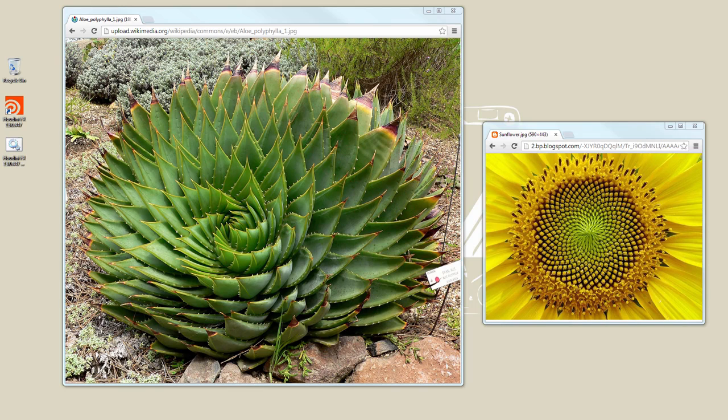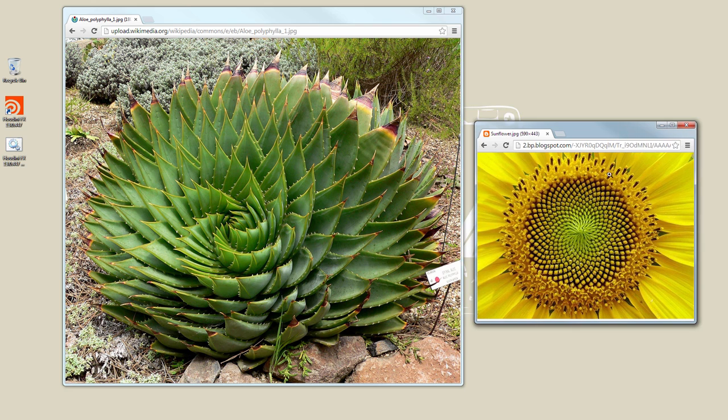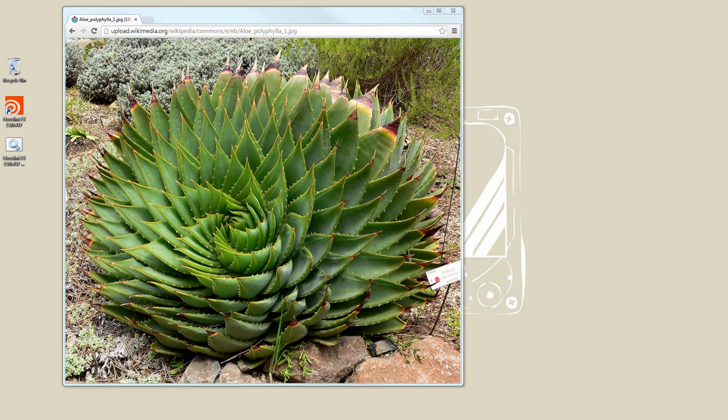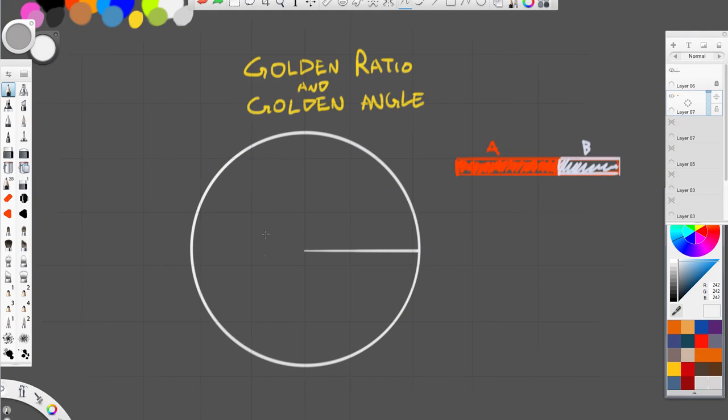Phyllotaxis is the unique spiral-like arrangements you see in plant forms. On the left here we have an aloe demonstrating beautiful phyllotaxis, and on the right we have the sunflower, which is used as an example quite often. And this spiral-like pattern comes from the golden angle, which is an angular ratio that's based on the golden ratio. And I can best show you that with a little drawing here.